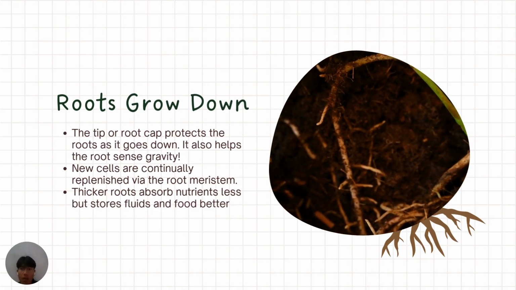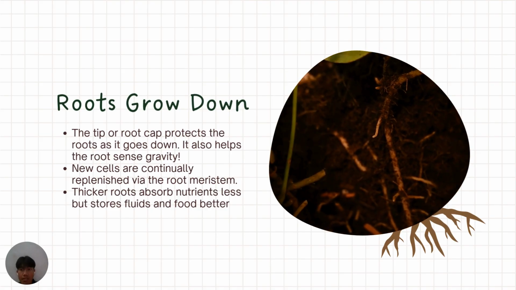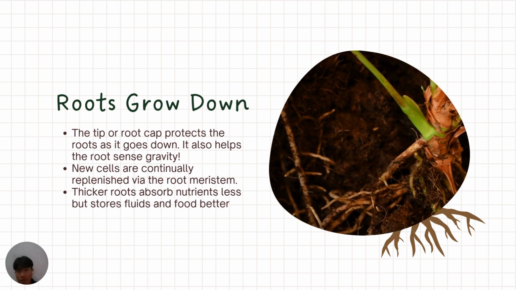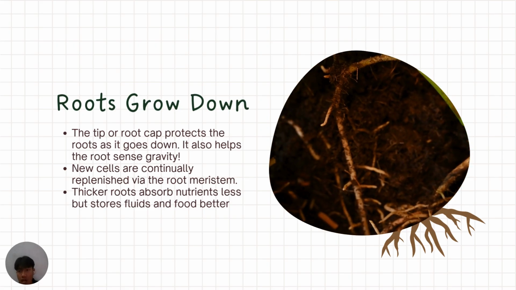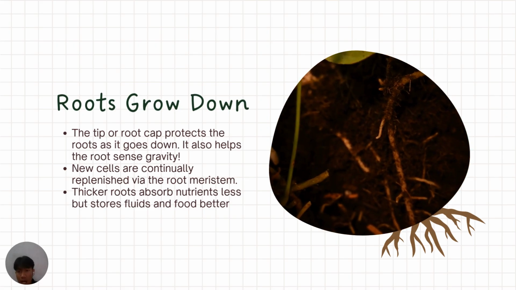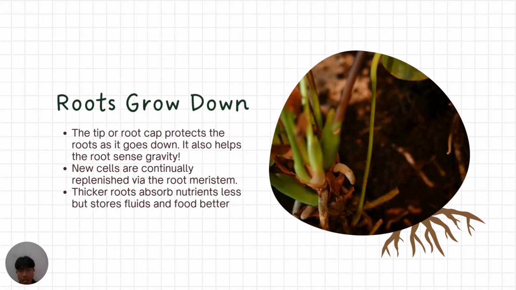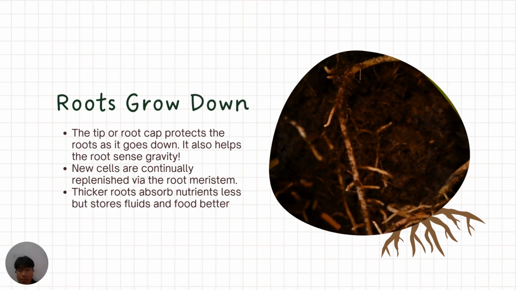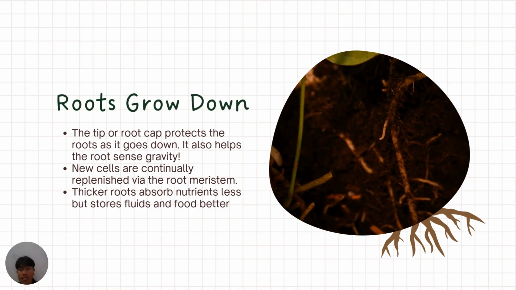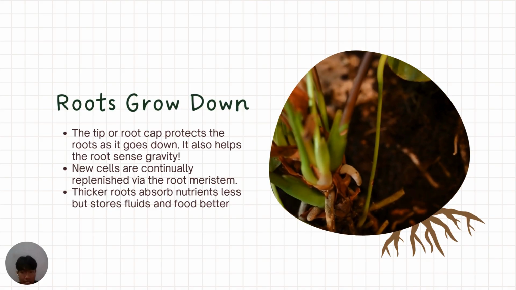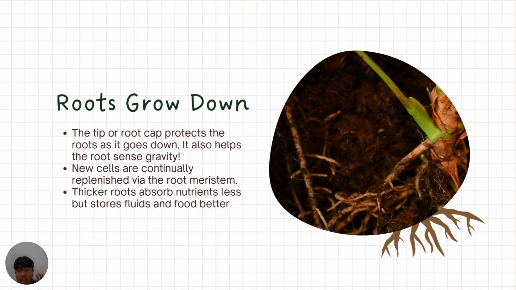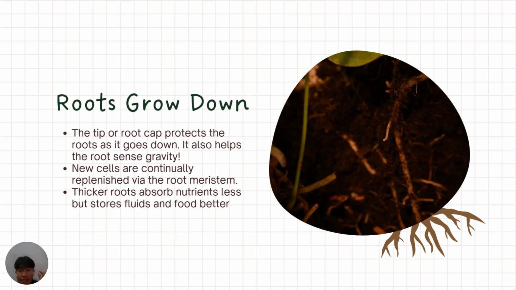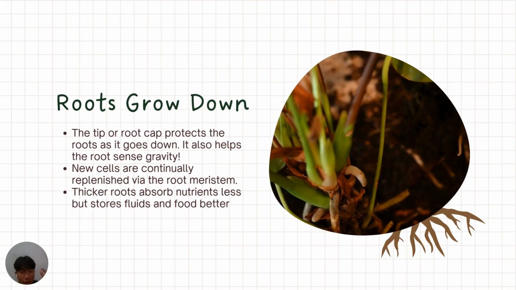Shoots grow up, roots grow down. The tip of the root, called the root cap, protects the roots as they push through the soil and also helps the root sense gravity. New cells are consistently made here via the root meristem. Also, an interesting fact, thicker roots absorb fewer nutrients, but they are much better at storing food.